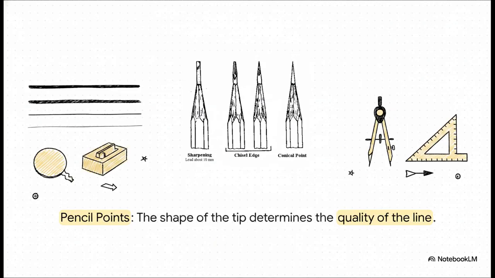And the level of detail went even deeper, all the way down to the actual shape of the pencil tip itself. A sharp conical point was great for most things, but if you needed a long, uniform, thick line, a drafter would carefully shape the lead into a chisel edge. They'd even keep a little piece of sandpaper nearby just to keep that point absolutely perfect.